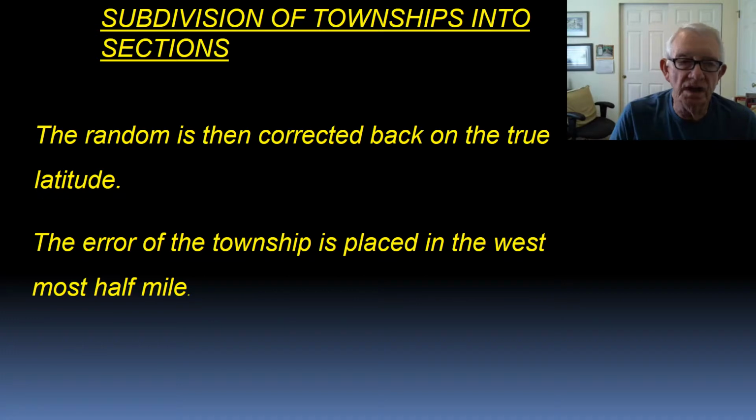As we just discussed, the random is then corrected back to the true latitude on the east-west line for that last range of sections in the west, and the error of the township is placed in the last half mile. So what we have now is all these sections in the township, and we've pushed all the error to the north half mile and to the west half mile.